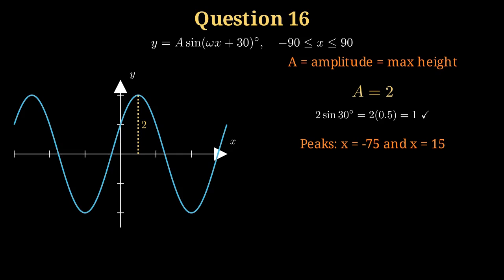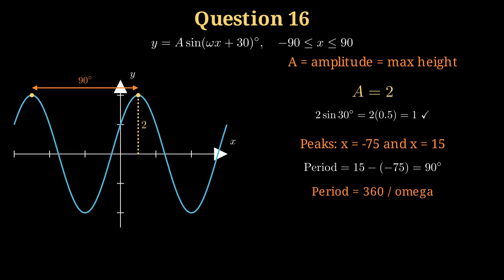Now for omega, which controls how stretched or squashed the wave is. We find it from the period. Look at two neighbouring peaks. One is at x equals minus 75, and the next is at x equals plus 15. The period is the horizontal distance between them. 15 minus minus 75, which is 90 degrees.